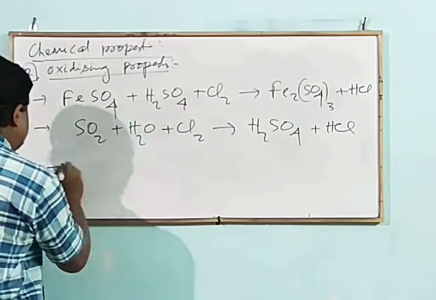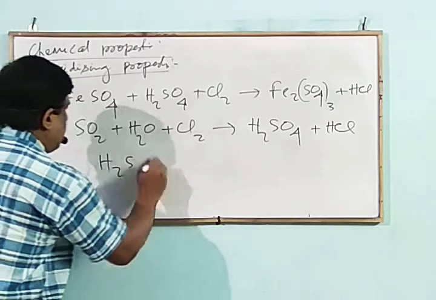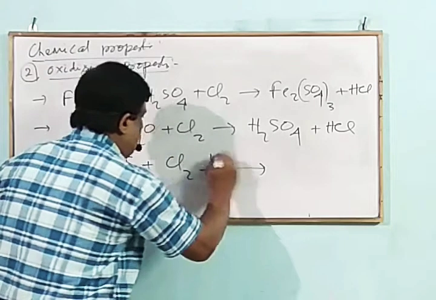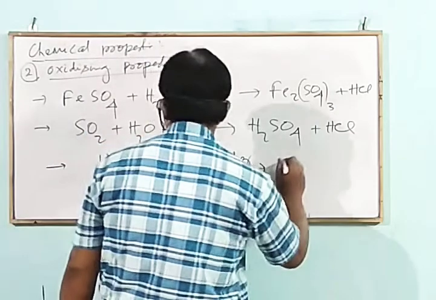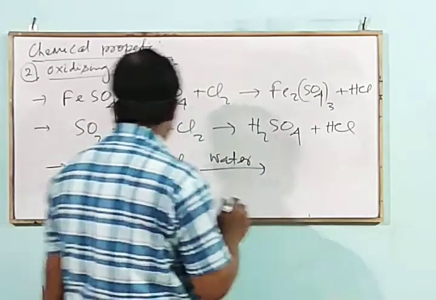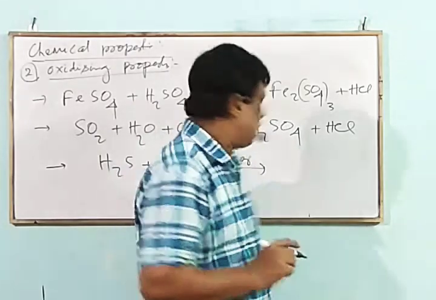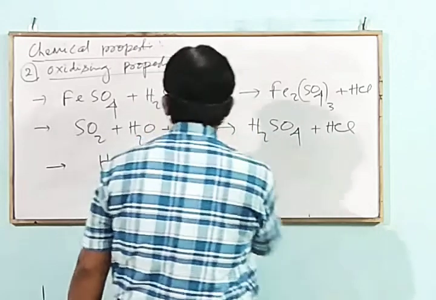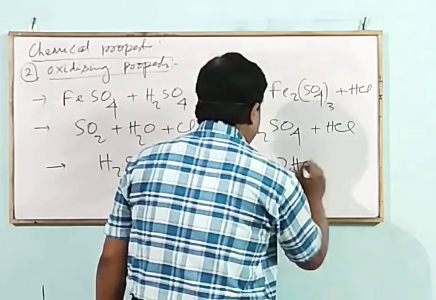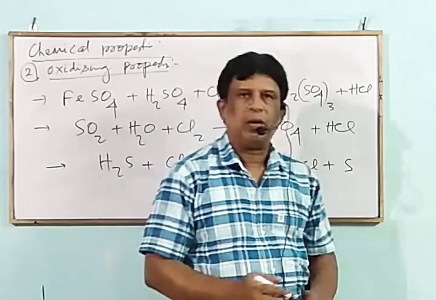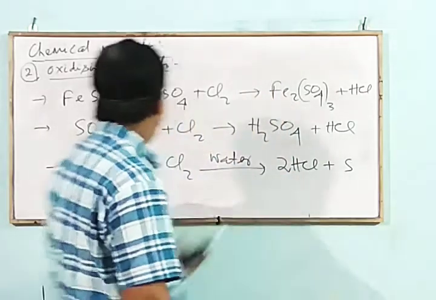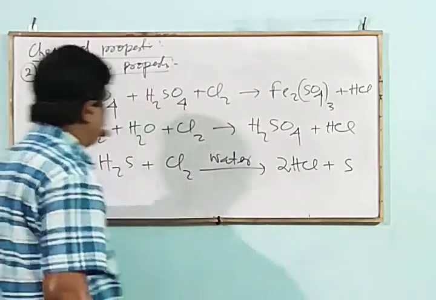Next is, in presence of water, it oxidizes hydrogen sulfide to sulfur. The expected equation is hydrogen sulfide plus chlorine give rise to hydrogen chloride plus sulfur. These are the common examples under the oxidizing property.